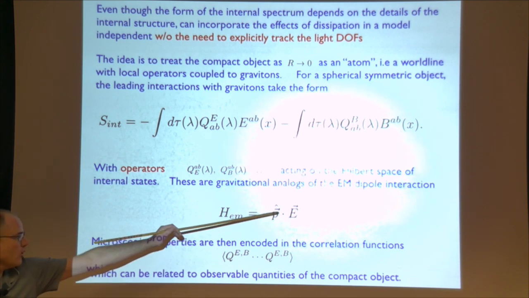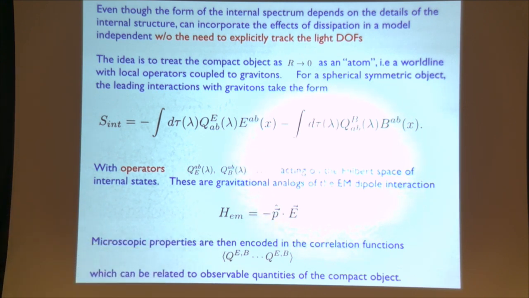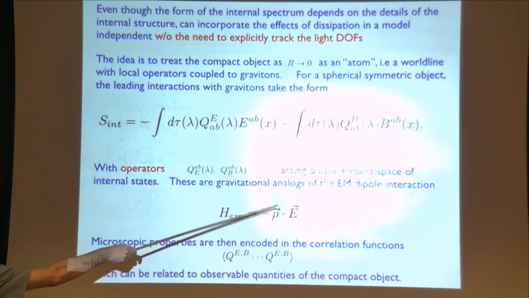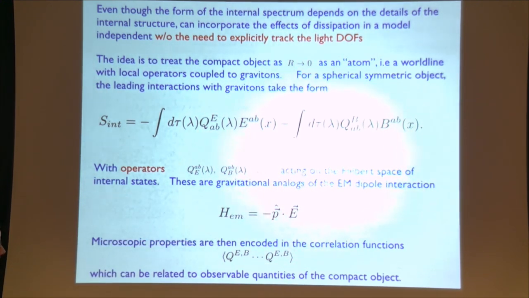So if you had an atom in an external field, at long wavelengths, the leading term would be some sort of dipole coupling to the external electric field. And then all the response of this atom to the external field is encoded in the correlation functions of this dipole moment, which you can calculate in quantum mechanics. It's just the operator x for the electron in the atom or something like that. And so if you just know the Green's functions of the x operator in the state of the atom, then you can compute the response.